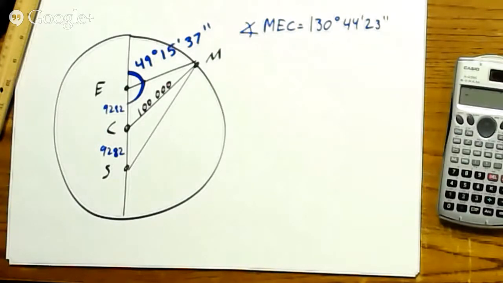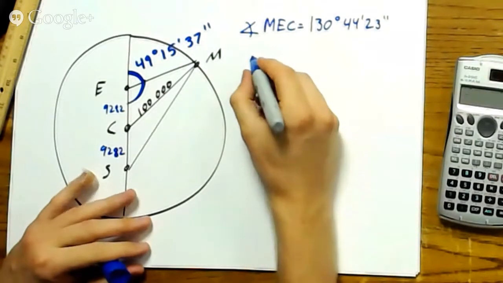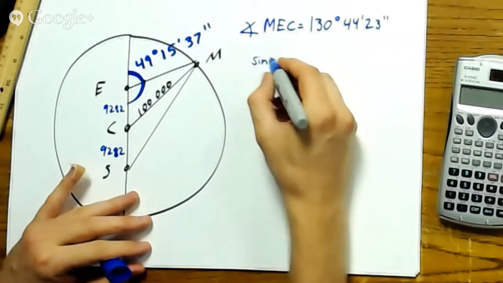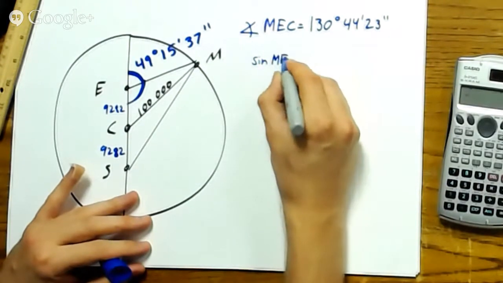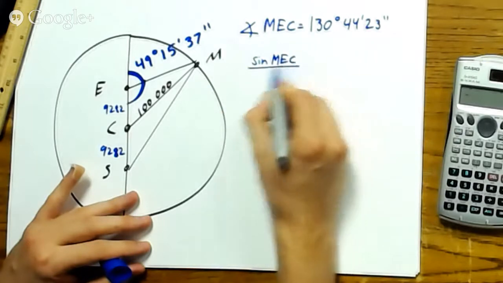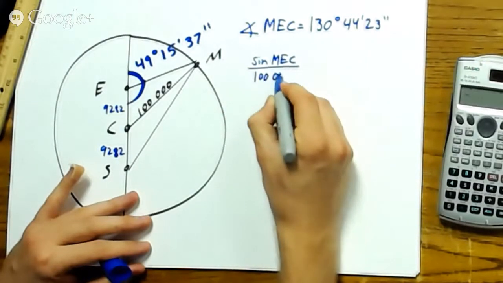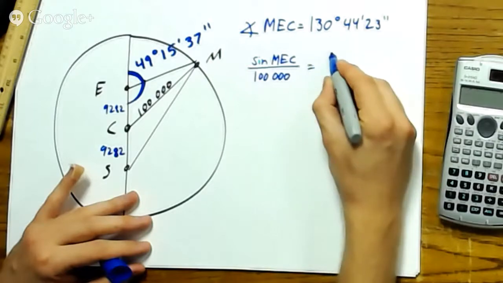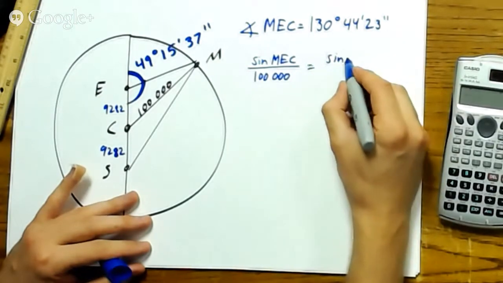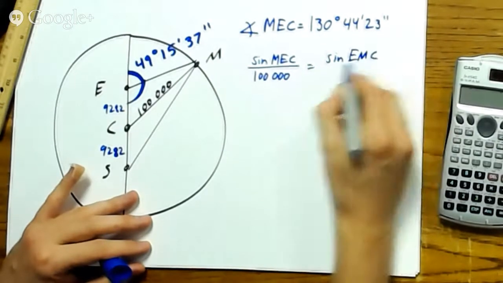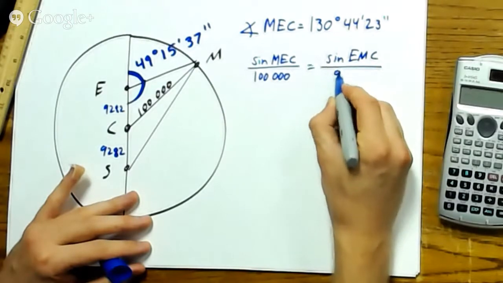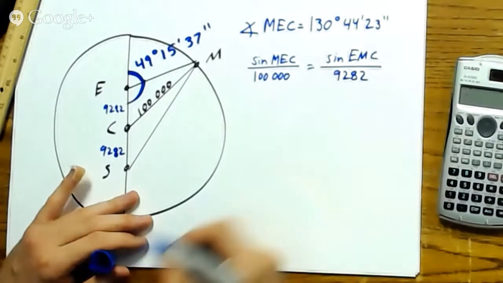Then I used the law of sines. So I just did the relationship of the sine of 130 degrees, 44 minutes, 23 seconds, over 100,000 equals the sine of EMC over 9,282.